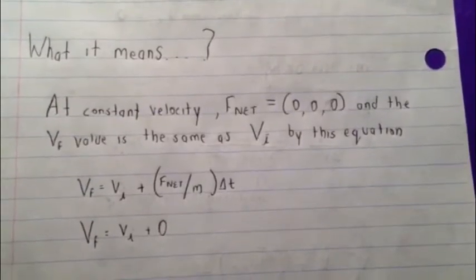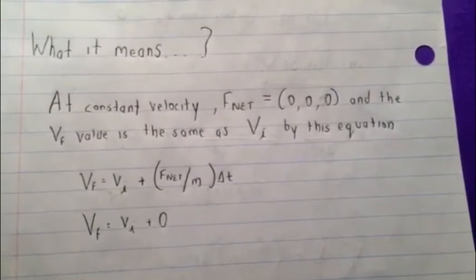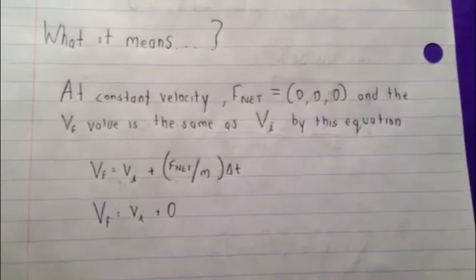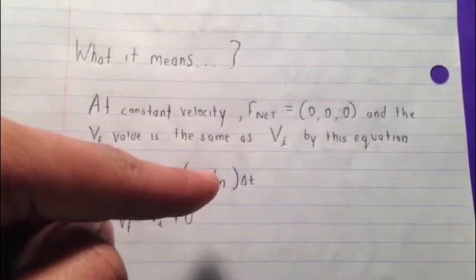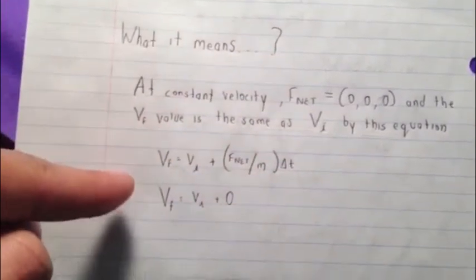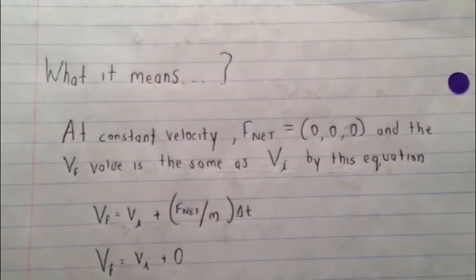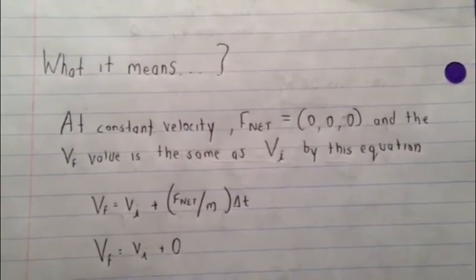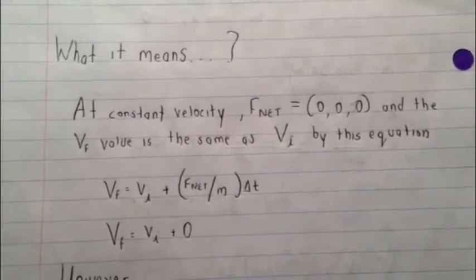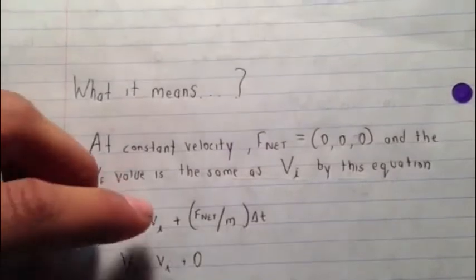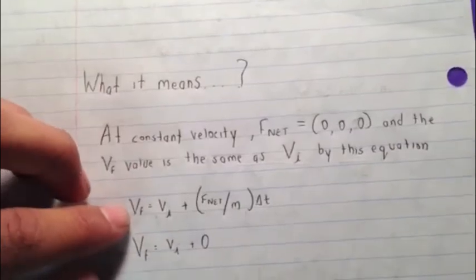What it all means: at constant velocity, the F-net vector is equal to 0, 0, 0, and then the final velocity is equal to the initial velocity by this equation, as you can see right there. When F-net is equal to 0, the F-net divided by the mass term becomes 0, so final velocity equals initial velocity. As with most real-life situations, the velocity isn't going to be constant, and the F-net vector is not going to be 0, 0, 0. In that case, if you wanted to find the final velocity, you would use this equation right here and plug your F-net vector in right here, and then you can simplify to get the final velocity vector.